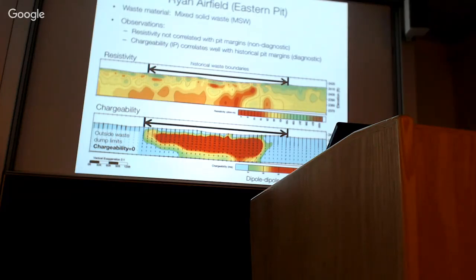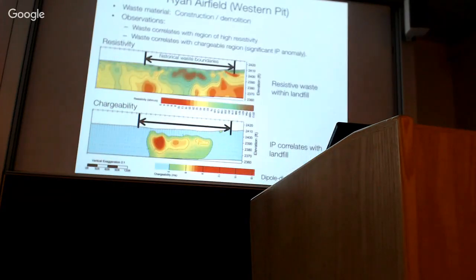Okay, so now construction or demolition debris. Here the resistivity is actually correlating with the waste, which is high resistivity material, wallboard or whatever it is. The chargeability is like that. So there's a nice correlation.